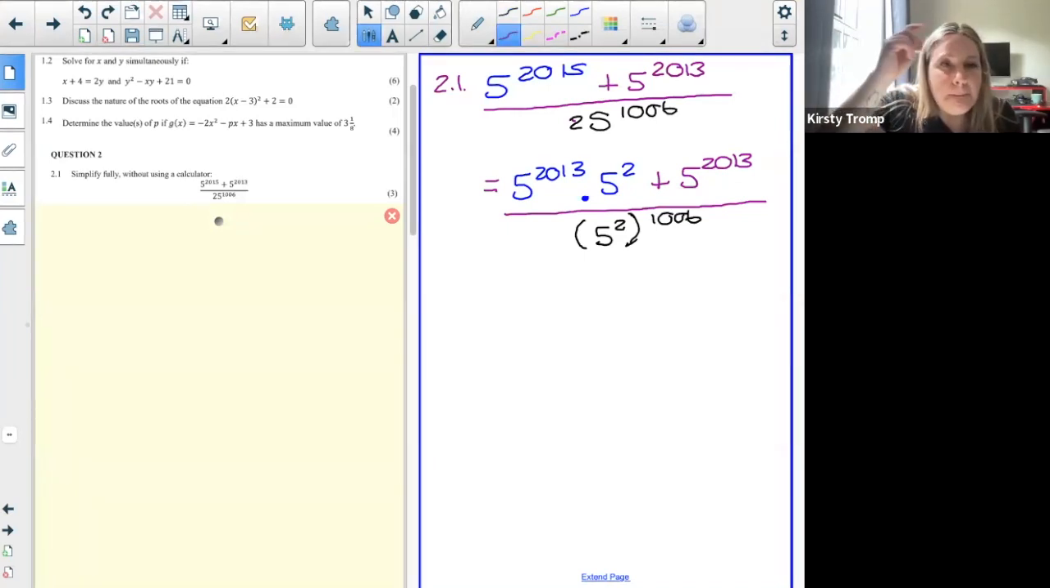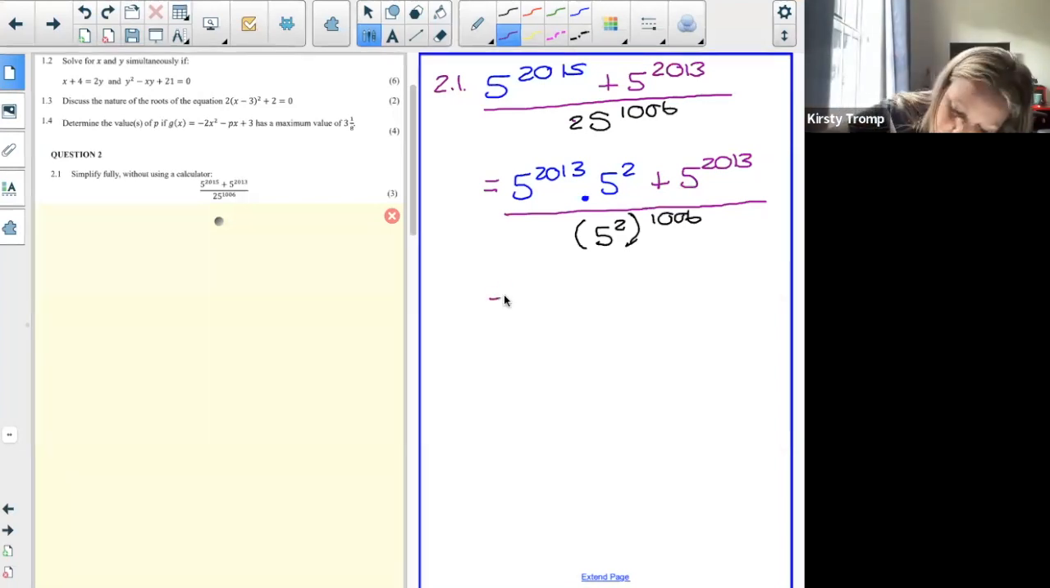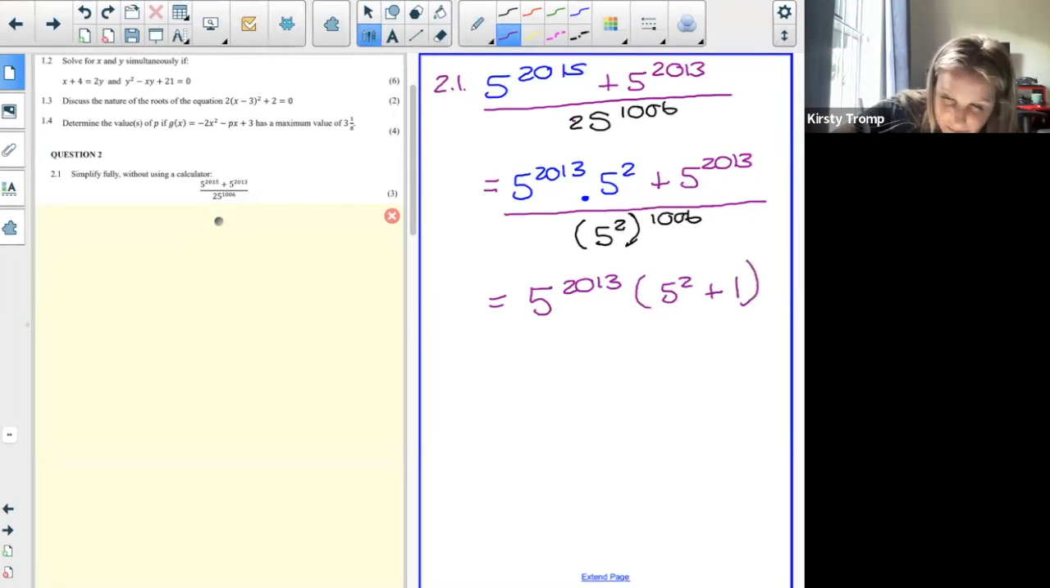Trisha just said to me, ma'am, can we not take out a common factor at the top? Exactly, Trisha, that's my plan. Well done. So on the top now, what can I see? Now I can see I've got a common factor. I've got 5 to the power of 2013. So I'm going to take out 5 to the power of 2013 as a common factor, and I'm going to be left with 5 to the power of 2 plus 1.